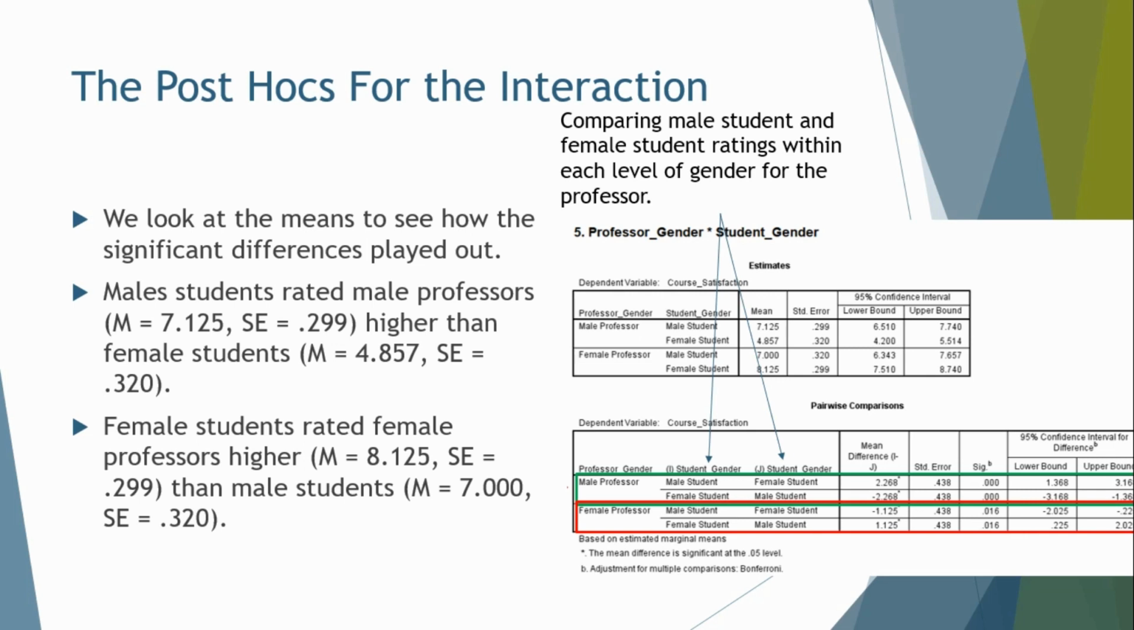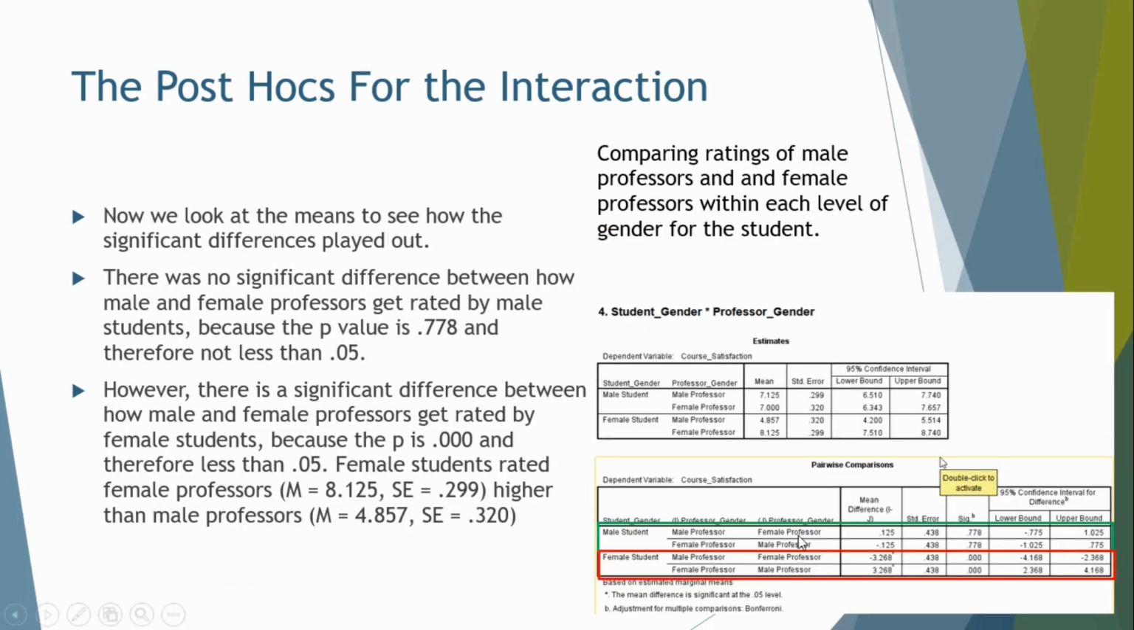So if we looked at it this way, we would see that male professors are rated differently by male and female students. We know that because this is significant. We could also see that female professors are rated differently by male and female students. So this is significant also. And then we could come up here and look at our means. Right here, we were saying that male students don't rate male and female professors significantly differently. Female students do.